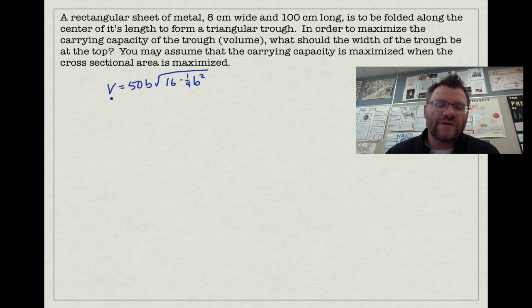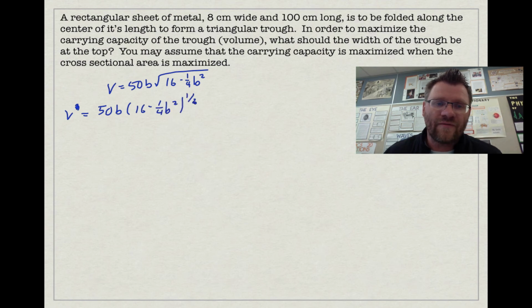So now we've got this equation for volume. Volume is equal to 50B times the square root of 16 minus a quarter B squared. So if we're trying to maximize the volume, that means we're going to find the first derivative of this thing. But the problem is that we don't like square roots when we're taking derivatives. So we got 50B times 16 minus a quarter B squared raised to the power of a half.